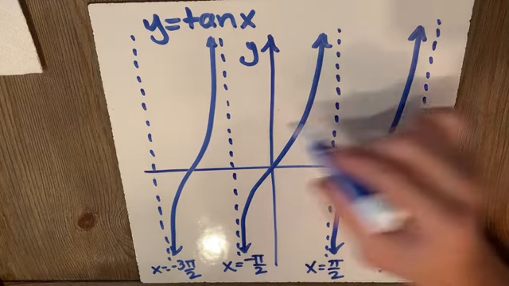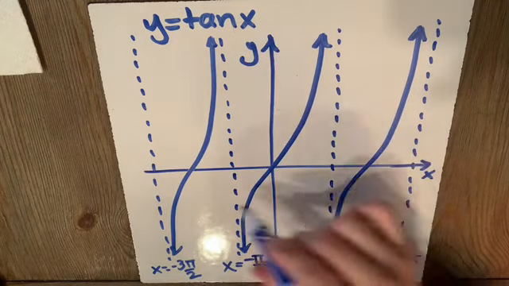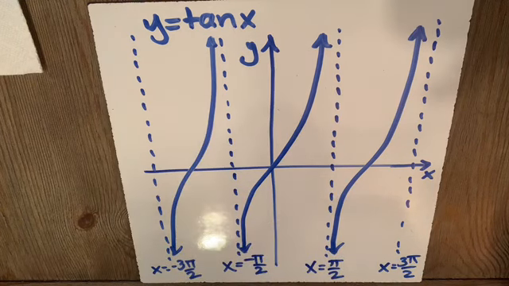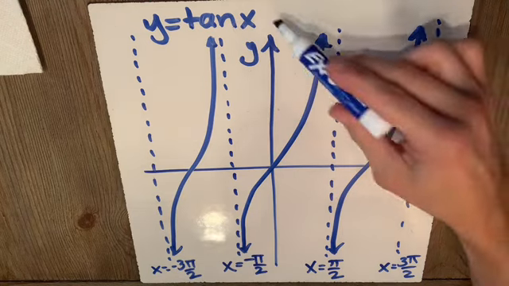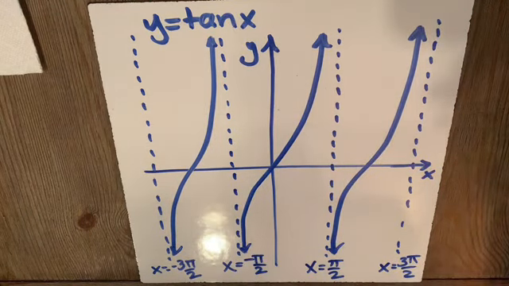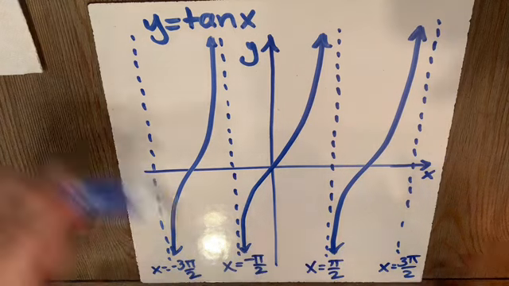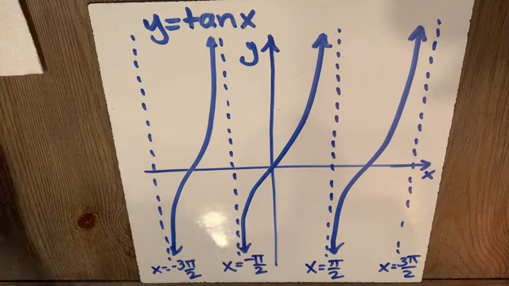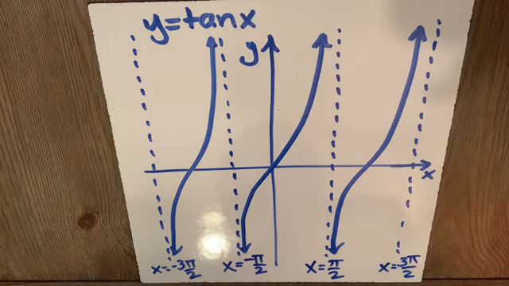Well, clearly, if I draw a horizontal line, I'm going to fail the horizontal line test in infinite spaces. So this function, it's a function because it passes the vertical line test. It does not have an inverse function because it's not a one-to-one function. However, I could limit the domain so that I do have a one-to-one function.